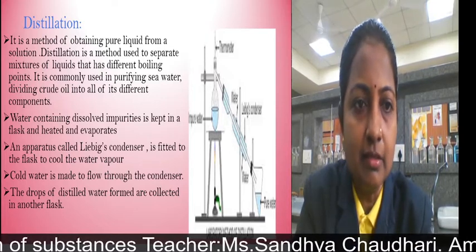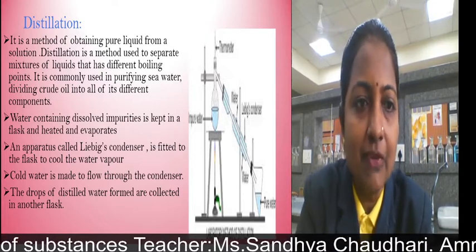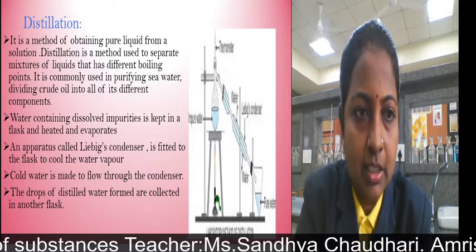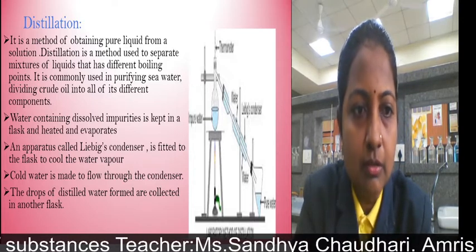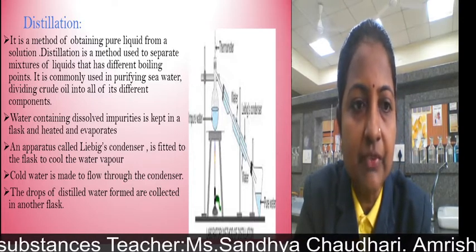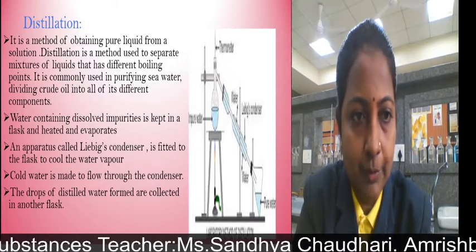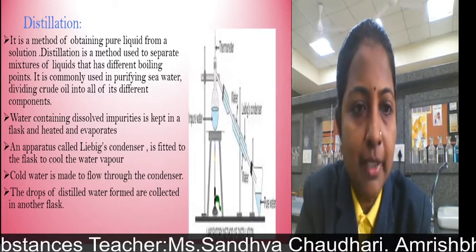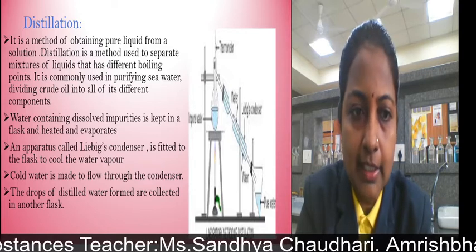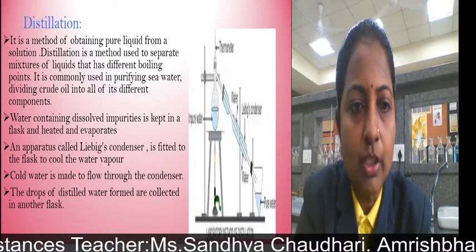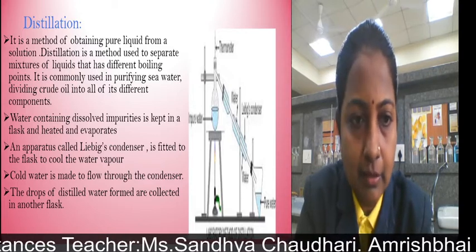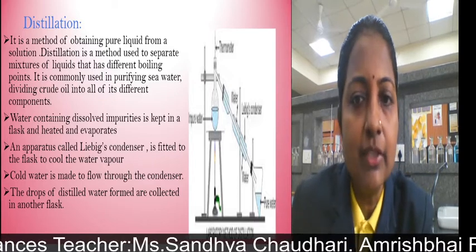Water containing dissolved impurities is kept in a flask and heated, and it evaporates. An apparatus fitted to the flask is used to cool the water vapor. Cold water is made to flow through the condenser. The drops of distilled water formed are collected into another flask. So let's see a video for this.